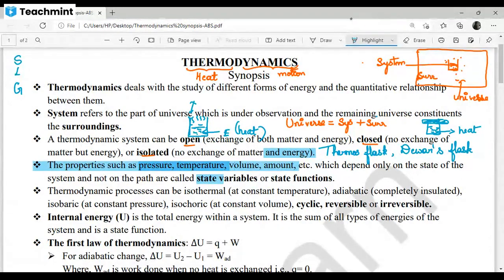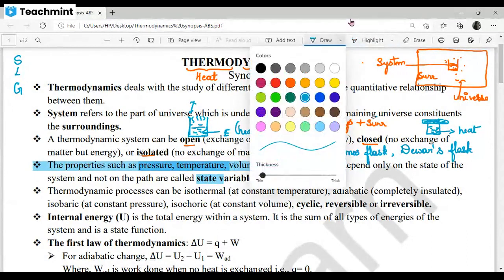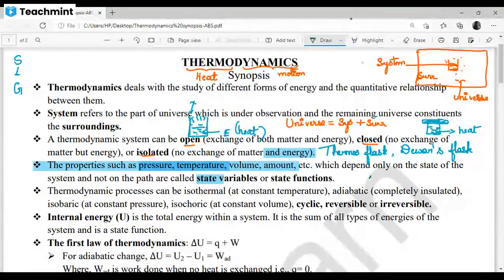Whereas, what are path variables? Path variables are those which depend only on the path. For example, remember heat and work done. Work done, important point. Heat and work done, W and Q, are path variables. Why are they path variables?